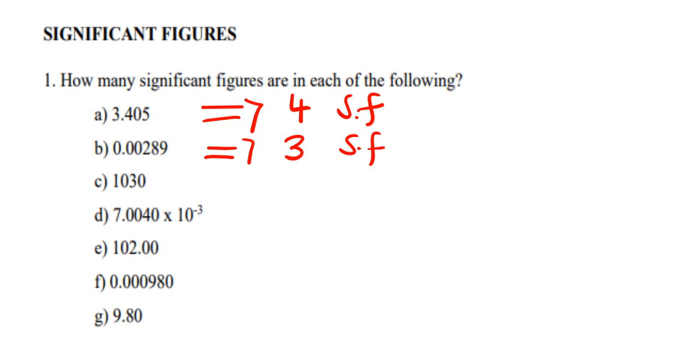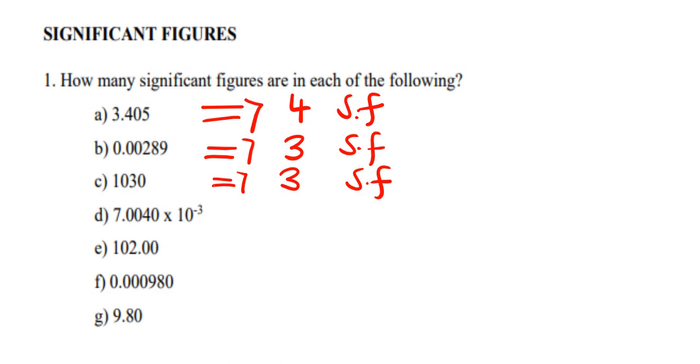We come to the third one. We have 1030. Now we have a terminal zero, or a trailing zero, a zero at the end of a number. But now there is no point. We say trailing zeros are only significant when there is a point, meaning we are certain about that zero being significant. So in this case, how many significant figures is it going to have? It will also have 3 significant figures.